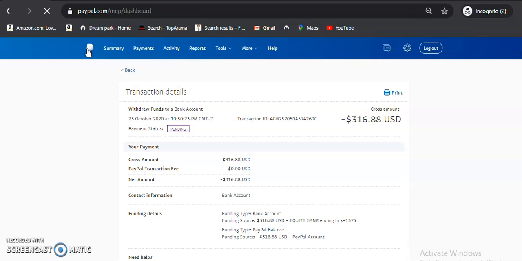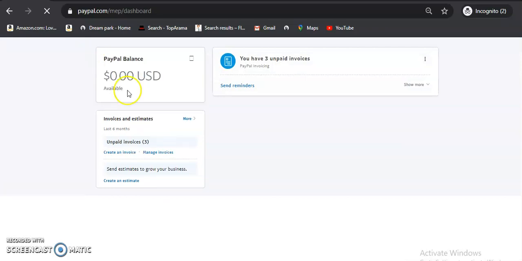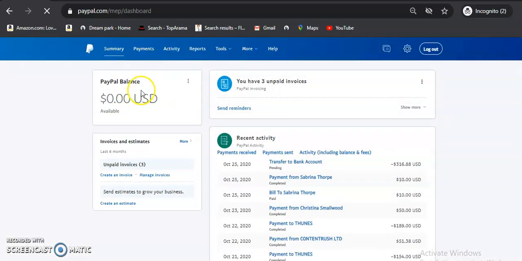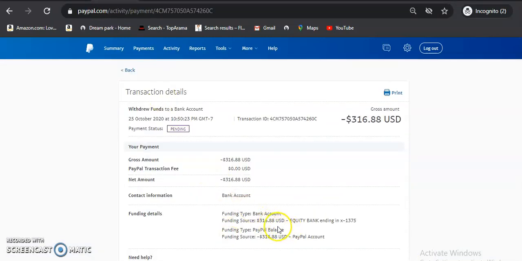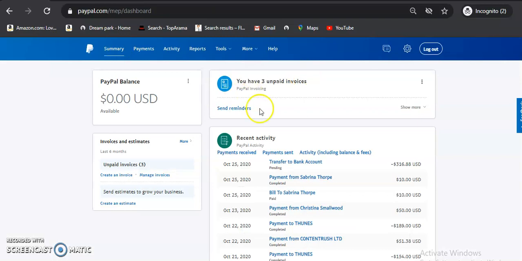The very first thing you need to do is go to your official PayPal balance. There you can see the available balance is at zero. We can see a transfer to bank account, where I transferred 316 US dollars. After making this bank transfer from my PayPal balance to the bank account, the funding type was the PayPal balance. I was trying to cancel this transaction, and it was hectic.